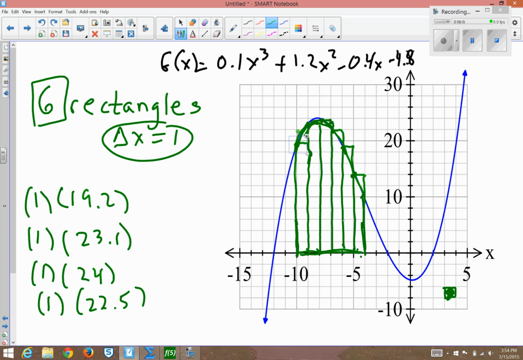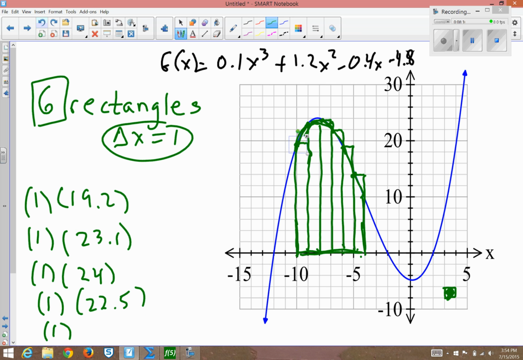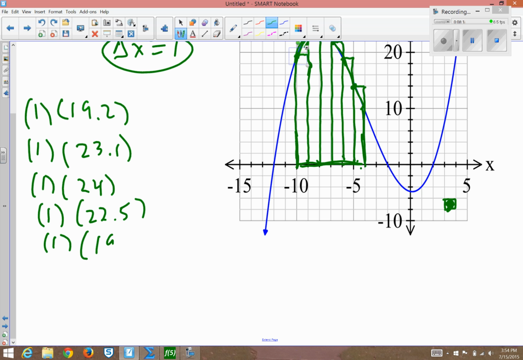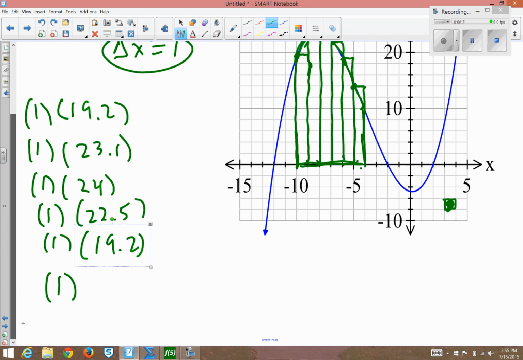One, 2, 3, 4, 5. The fifth rectangle has width 1, and the length is 19.2. And the last rectangle, because there's going to be 6 of them, 1, 2, 3, 4, 5, 6, has width 1. And the length of that last rectangle is 14.7. So these are the areas of these 6 rectangles.